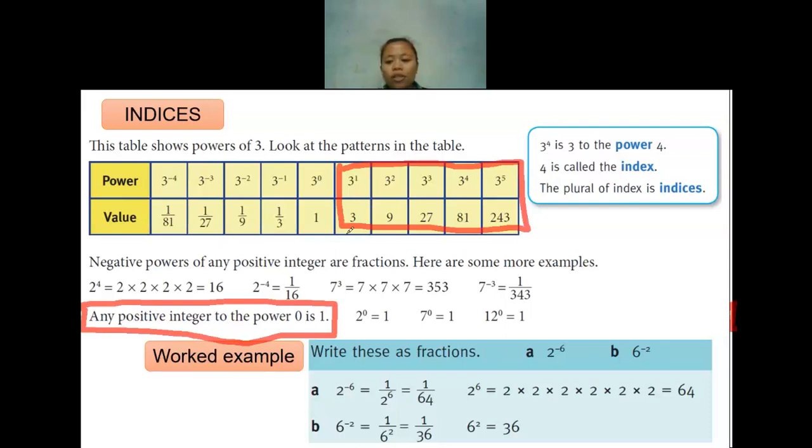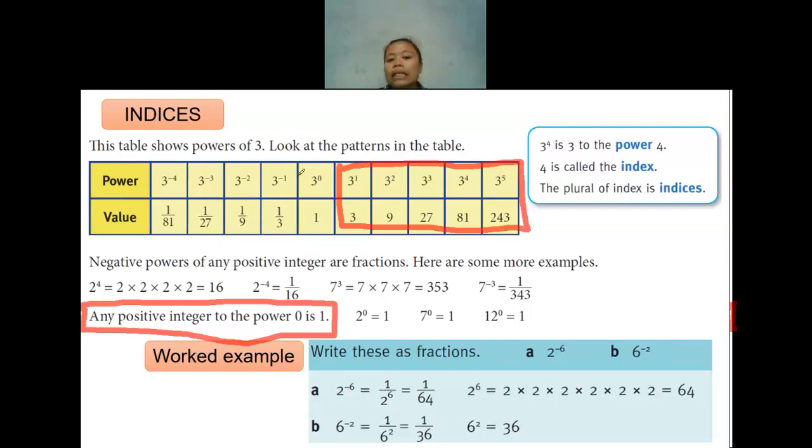Okay, has anyone gotten confused? Why is it 3 to the power of 0? Maybe later I will explain the proof, when we already do the multiplication and division using indices. I will prove to you why any number to the power of 0 equals 1. Because if I explain it now, later you will be confused. I will explain how it can be 0 when we do the multiplication and division using the indices.